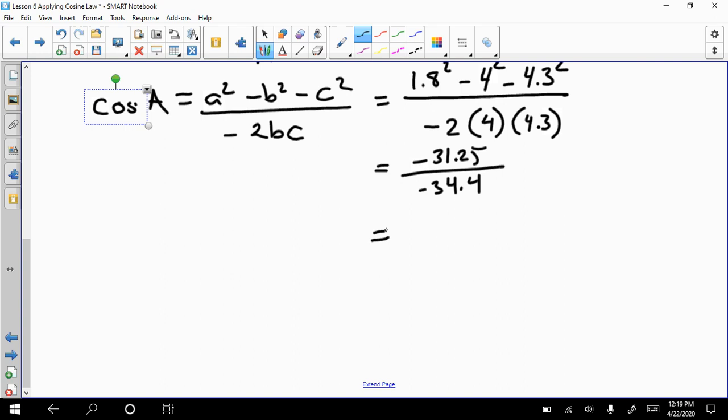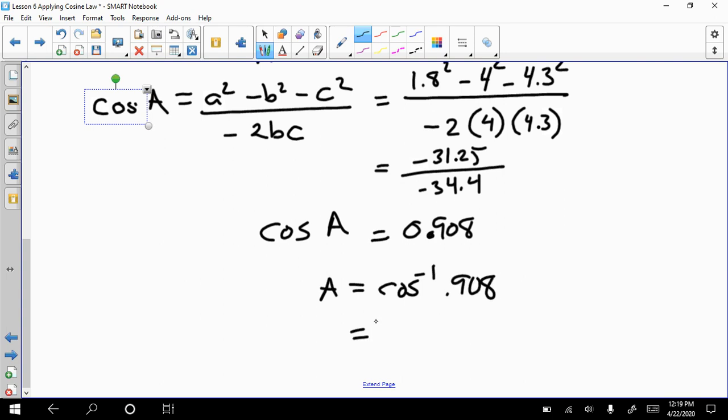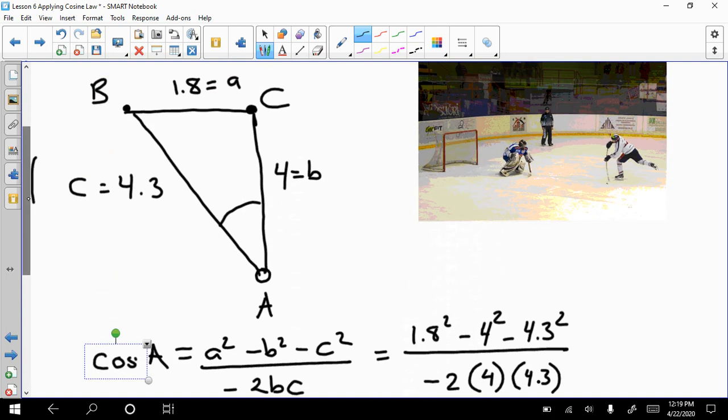So I get 0.908, but remember that was cos of angle A. So A is going to be the inverse cos of 0.908. I do the second function cos, and I get 24.7 degrees. So I would say, based on this, the angle between the posts is 24.7 degrees.